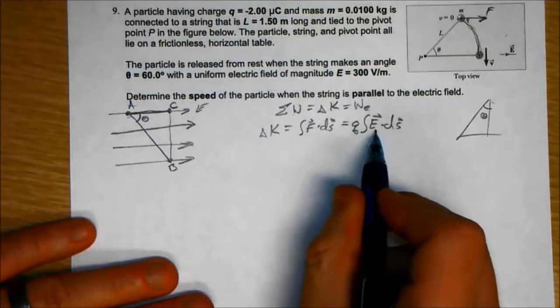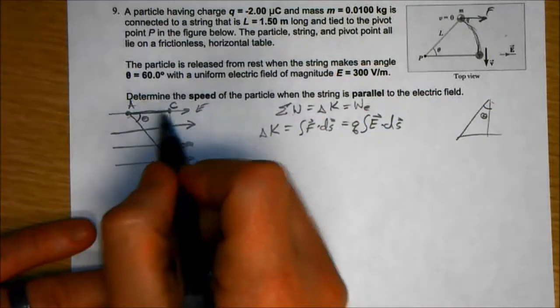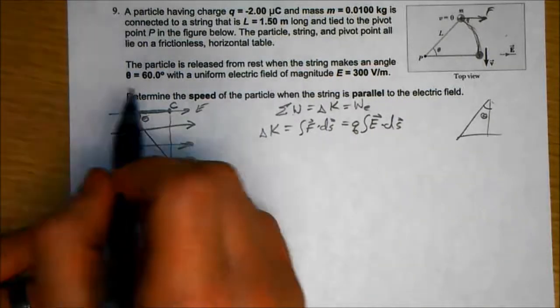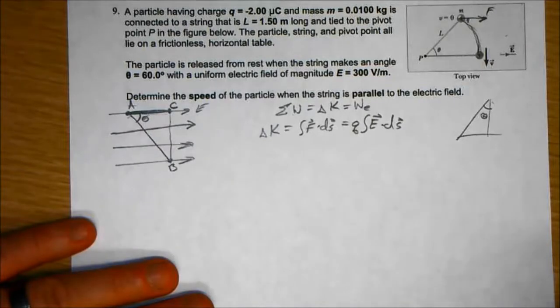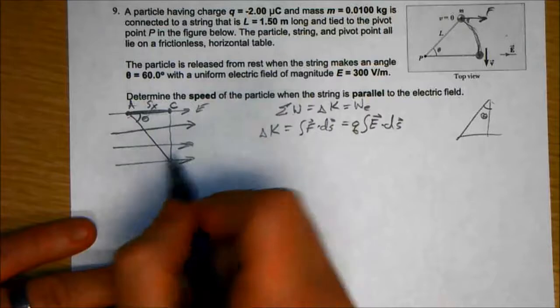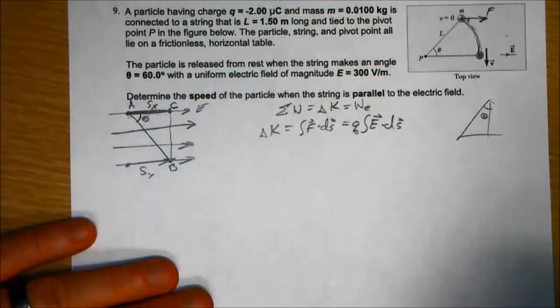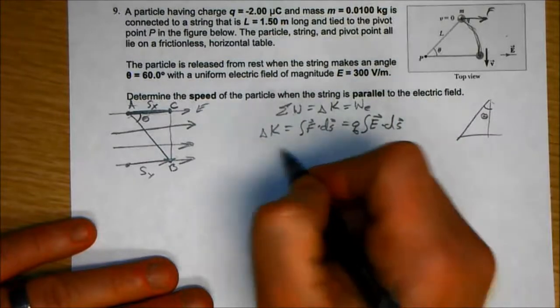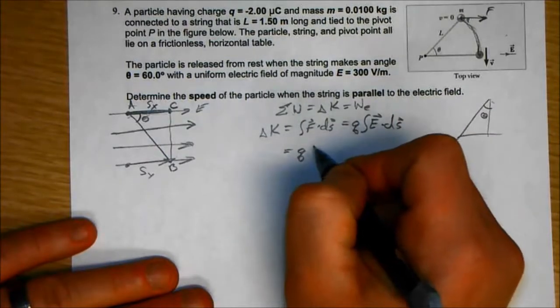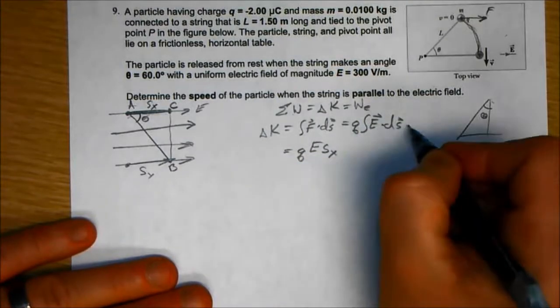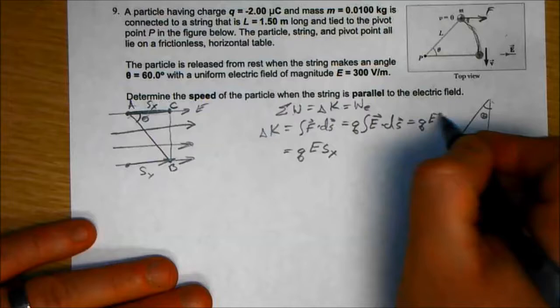The force is QE, so E dot ds. The result of that dot product is going to be E times this section of the displacement. I'll call this Sx, the displacement along the x direction. Same here, it doesn't matter. So this is going to equal Q E Sx. The field is uniform, so you can pull that out of the integral dot ds.